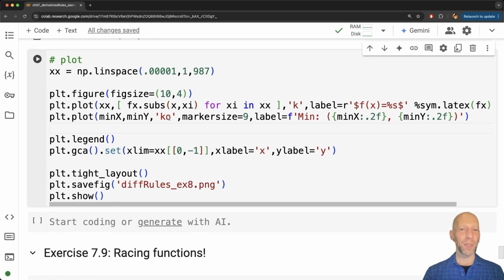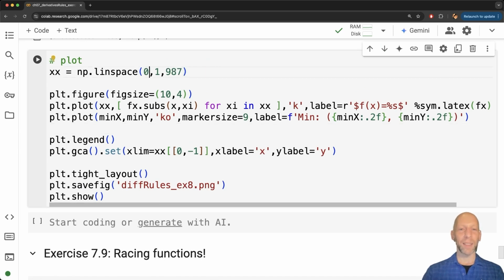Okay, and then I'm plotting here. You can see that we cannot start the plot at 0. Actually, we can, but it doesn't really make sense.